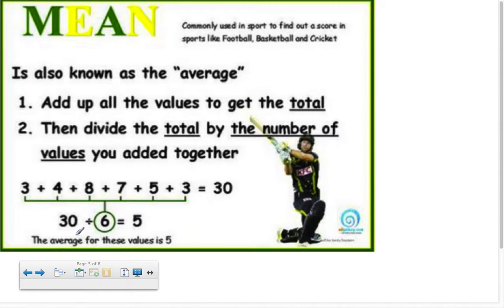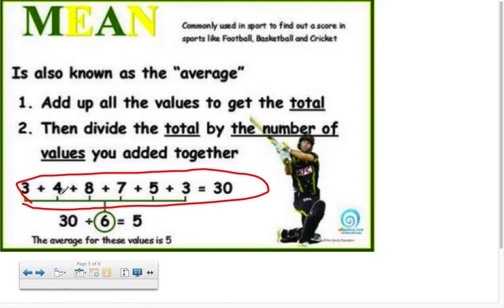For mean, which is the hardest one, you have to add up all the values to get the total. That's what's going on right here. You see, they have a data set, and it's 3, 4, 8, 7, 5, and 3. And then they added all of those numbers together. And they got 30.